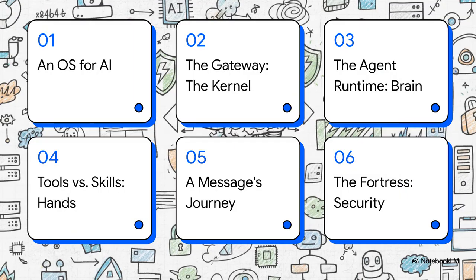Okay, so here's the game plan for our tour. First, we'll nail down what it even means to be an operating system for AI. Then we'll explore the core components. We've got the gateway, which is kind of like the system's kernel, the agent runtime, that's the brain, and then we'll get into the super important difference between tools and skills. Think of them as the hands. After that, we'll follow a single message from start to finish. And finally, we'll tackle the huge security challenges that come with all this power.